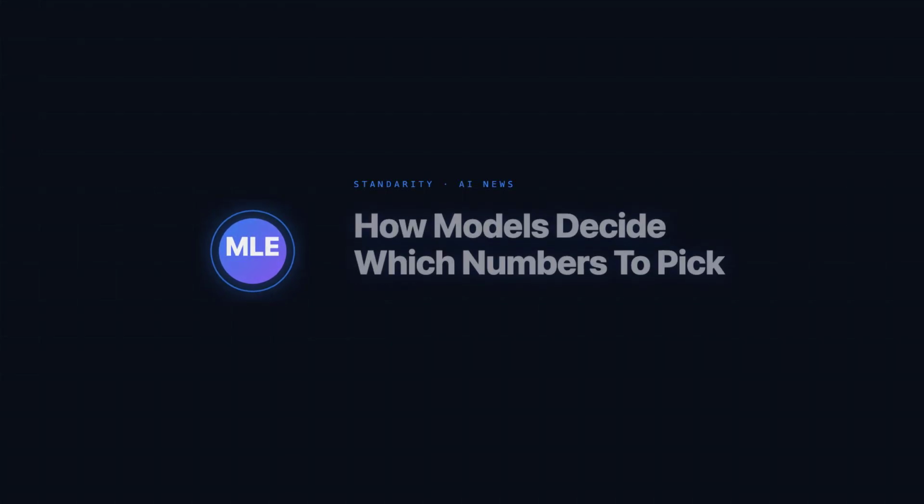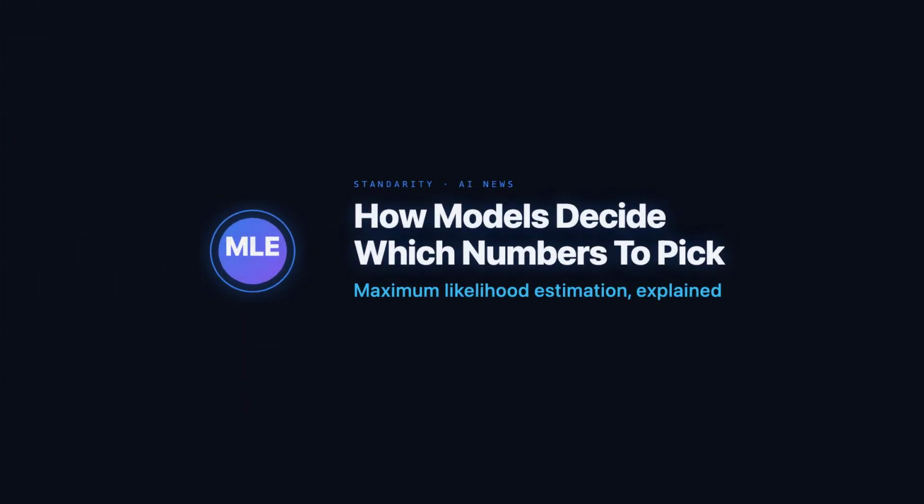Here's a question that sounds abstract, but sits underneath almost everything in machine learning. When you fit a model, how does the training process actually decide which specific numbers to pick out of infinitely many possibilities? There is one elegant principle answering that. And the real surprise is how many familiar techniques you already use turn out to be the exact same idea, wearing different clothes. It is called maximum likelihood estimation, often shortened to MLE, and today we are unpacking what it really means to fit a model to data.